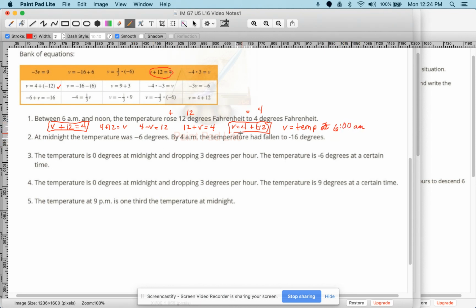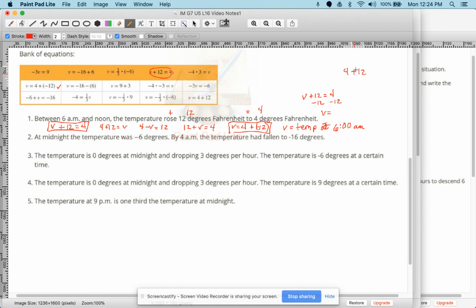Okay, so we have the temperature at 6 a.m., it's rising 12, and it's finally going to get to 4 degrees. And then finally they say determine the value. So if we determine the value, I've got v plus 12 equals 4. So to get rid of everything that's with my variable, I'm going to subtract 12, and I'm going to have v equals, I've got 4 minus 12.